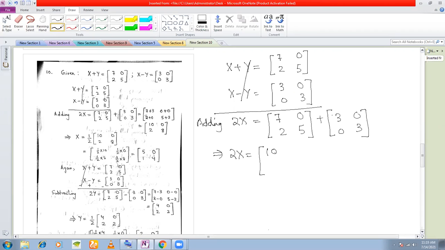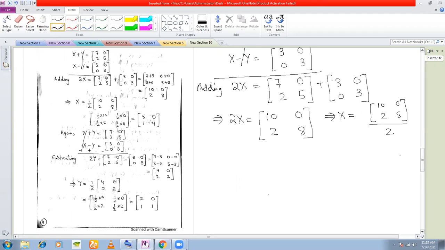So in the next step, what you get here is 2x is equal to 7 plus 3, 10. And 0 plus 0 is 0. 2 plus 0 is 2. 5 plus 3 is 8. So that means x here is this matrix 10, 0, 2, 8 divided by 2, right? Now what do you mean by matrix divided by 2? Matrix divided by 2 means multiplication by half, right? So this can be written as half of 10, 0, 2, 8.